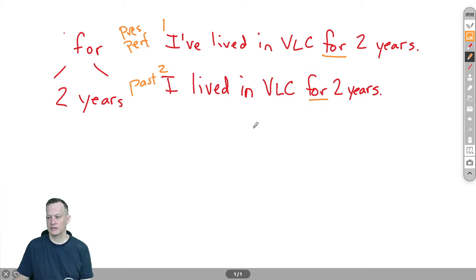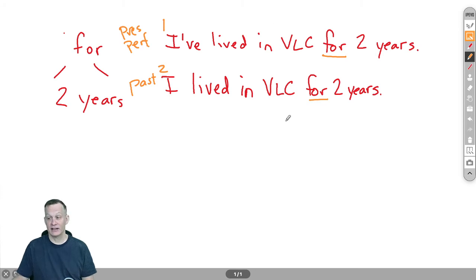So Enrique says, sentence one means that I'm still living in Valencia. Sentence two means that I don't live in Valencia anymore. Absolutely. Very good, Enrique, you hit the answer right on the head. The expression is to hit the nail on the head. Yeah, darle en el clavo.